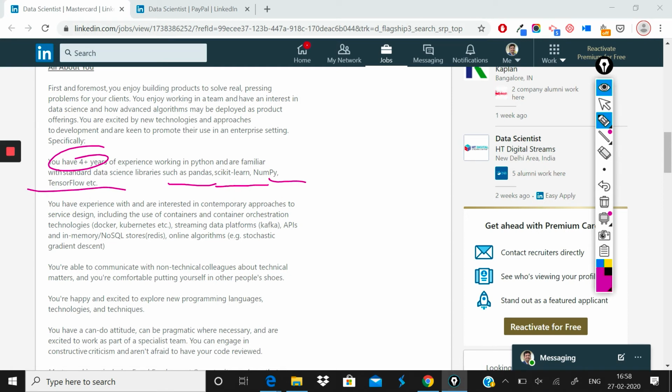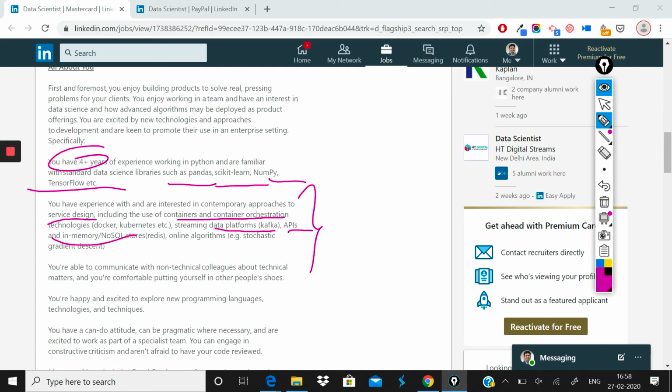Right now, apart from that, what is also required is you should have interest in contemporary approaches to service design, including the usage of containers and container orchestration like Docker, Kubernetes. These are very popular container technologies. Streaming data platforms like Kafka. Some of you might have come from a big data platform, it's an advantage. APIs and in-memory NoSQL stores like Redis, and NoSQL databases like MongoDB. Even if you know any of those NoSQL databases, I think you should be fine.